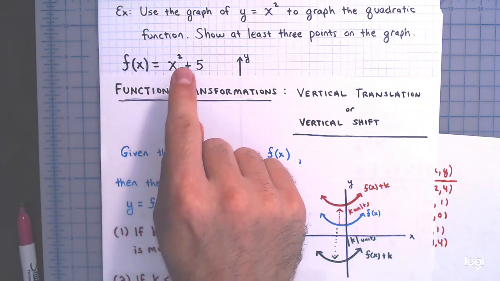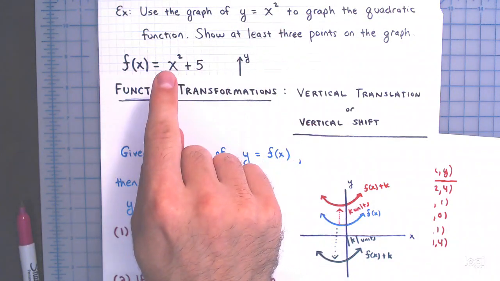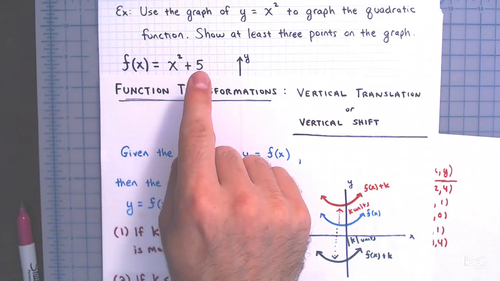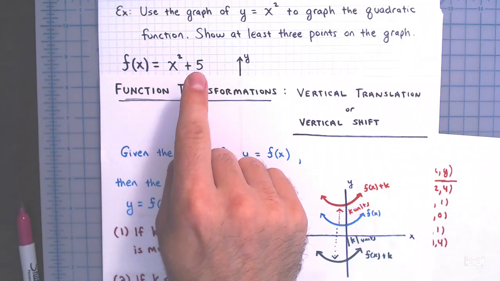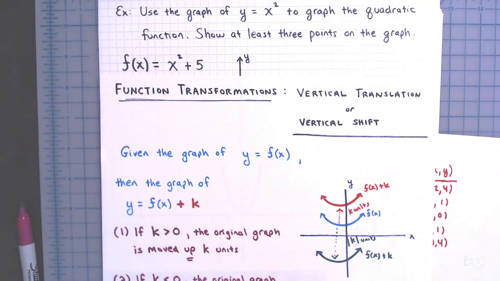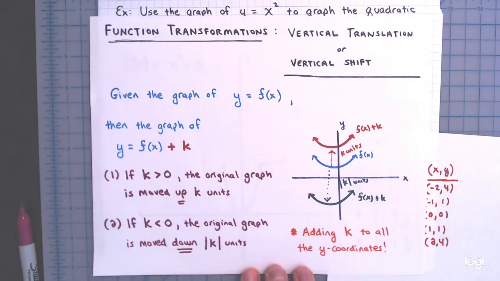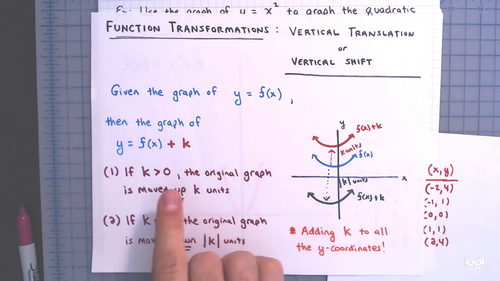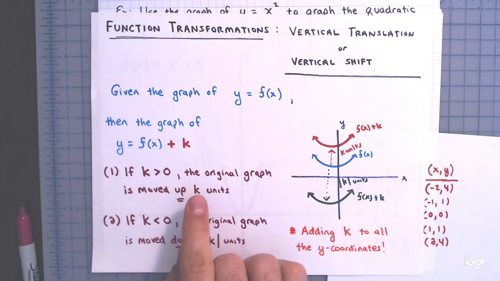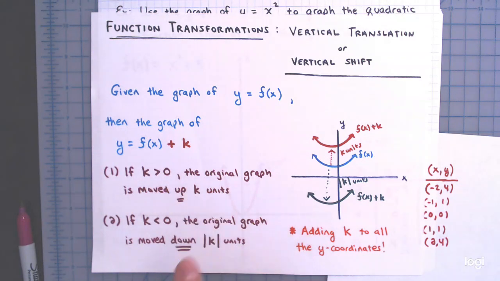Well, notice it's the original expression, x squared, but then plus 5. A positive number is being added. So according to what I wrote on the last page, that's a positive number being added. Then the original graph will be moved up 5 units. K is 5 here. Or in other words, I'm going to be adding 5 to all the y coordinates.